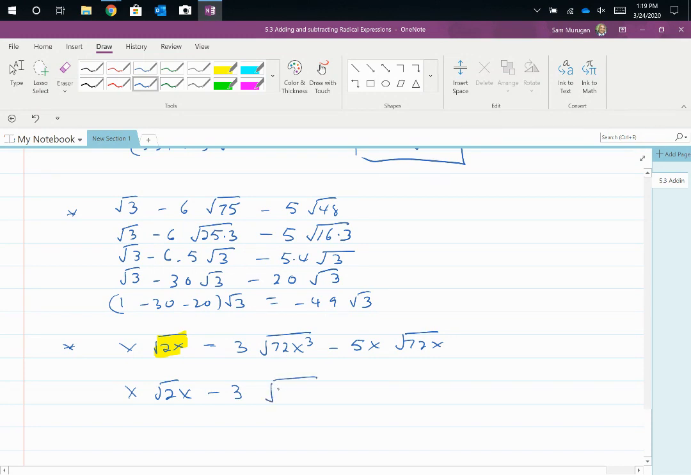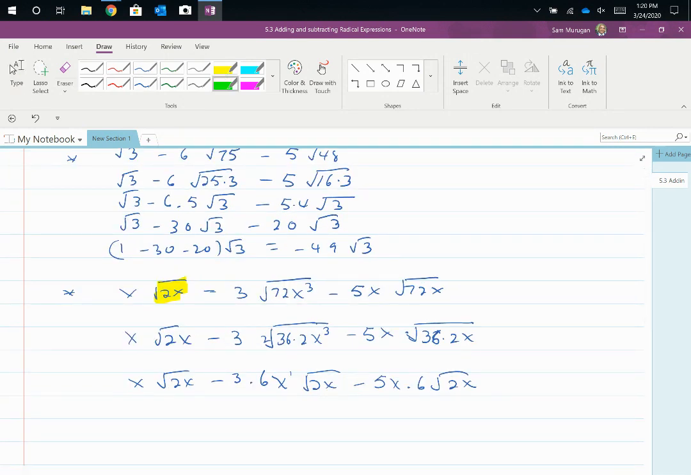72 is square root of 36 times 2 x cubed. And 36 times 2x. So this leaves me with x square root 2x. The square root of 36 is 6. Then 2 into 3, it goes one time and leaves me with a single x underneath the square root sign. Minus 5x times 6, and it leaves me with 2x.